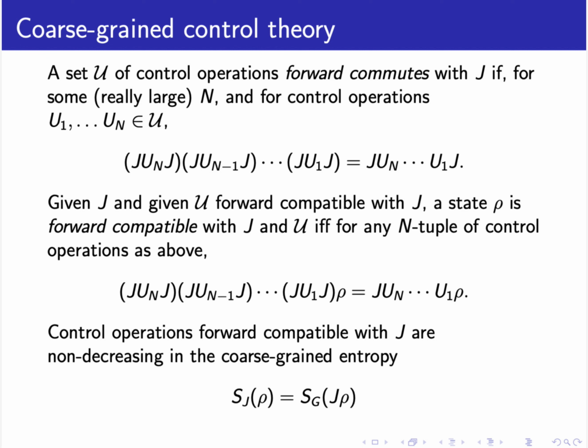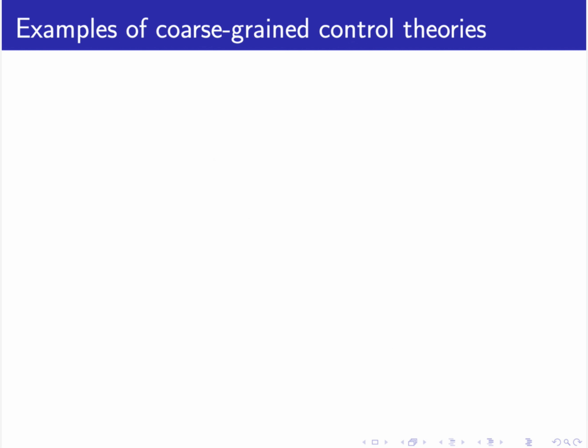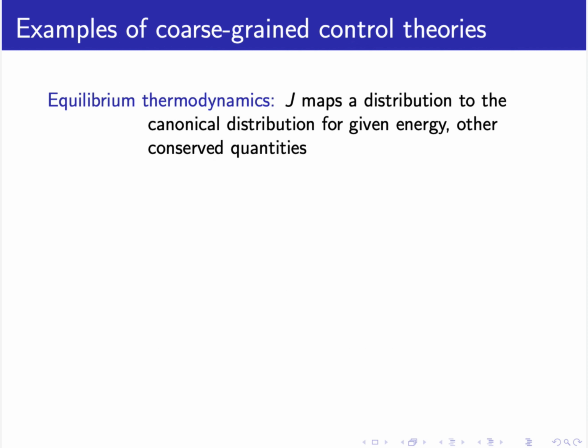And let's loop back now to what we were saying about the equilibrium phenomenological theory, because that's going to be our first example of a theory characterized by a coarse-grained control framework. So define equilibrium thermodynamics as the control theory I get if the coarse-graining maps any distribution at a given energy and conserved quantities to the canonical distribution. So this is characterizing the idea that the coarse-graining says the only features of the system I can control are those parameters which characterize this equilibrium.